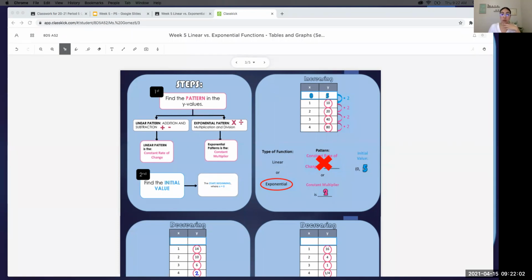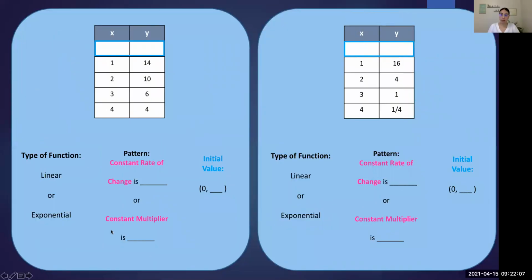All right, so this is what we're gonna do for the next two. I'm going to start you guys off with looking at this first question on the left here. You have another table. I want you to follow the steps. The first step, look at your Y values. Find a pattern and determine if that's linear or exponential. Once you find that pattern, depending if it's linear, you'll know it's a constant rate of change. If it's exponential, you'll know it's a constant multiplier. And then use that pattern to find the initial value.